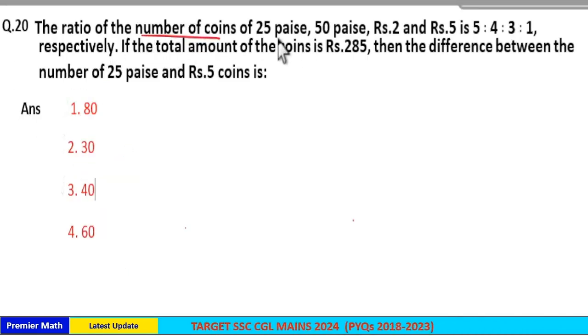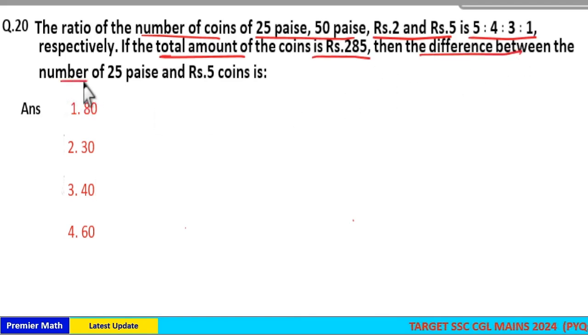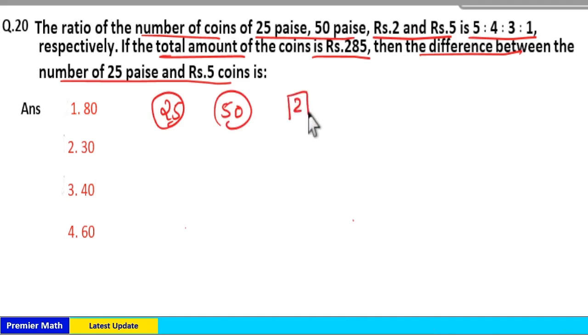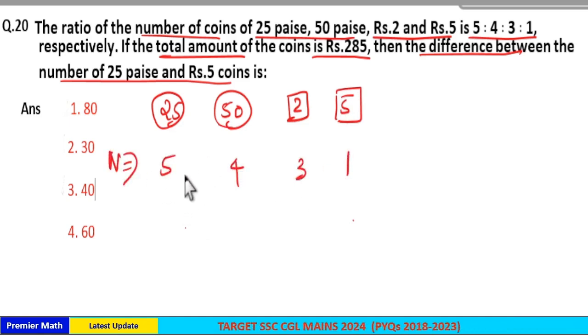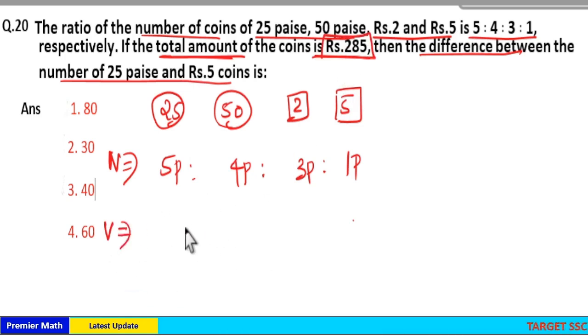The ratio of the number of coins of 25 paise, 50 paise, rupees 2 and rupees 5 is 5:4:3:1. If the total amount of the coins is rupees 285, then the difference between the number of 25 paise and rupees 5 coins is. Here we have 25 paise, 50 paise, rupees 2 and rupees 5 coins. Now the number of these coins are in the ratio 5:4:3:1. I'll take it as 5 part to 4 part to 3 part to 1 part. We don't know the exact numbers. Now the total amount of these coins is rupees 285.